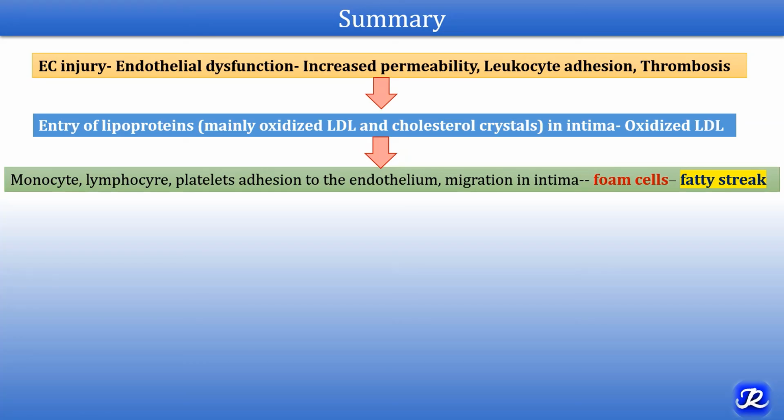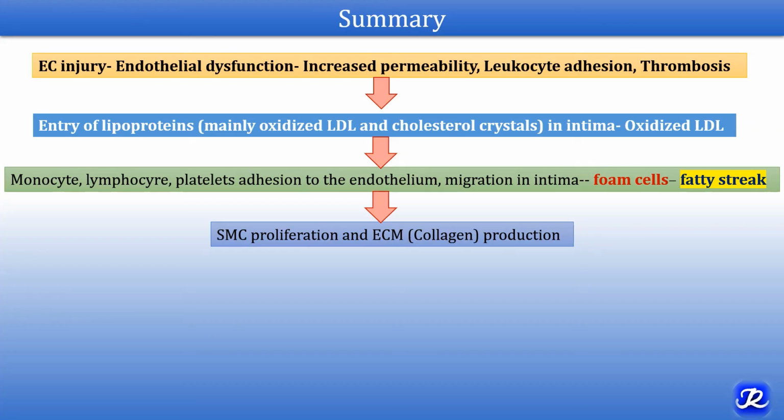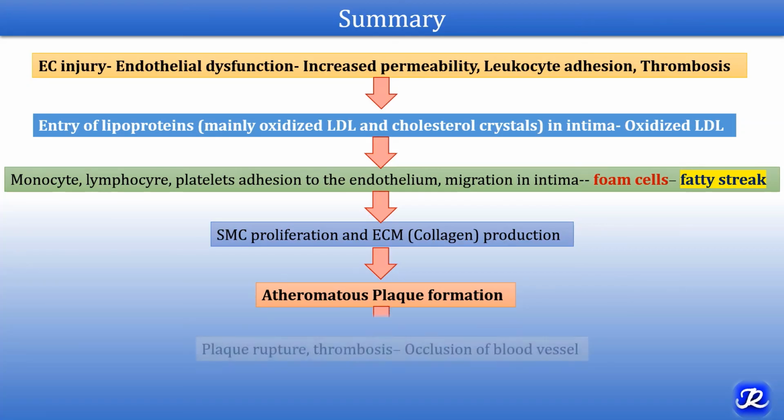lymphocytes in the intima. Later the monocytes are differentiated into macrophages. The macrophages engulf LDL to form foam cells. The aggregation of foam cells in the tunica intima in the subendothelial region is called fatty streak. Then smooth muscle recruitment, proliferation and extracellular matrix production converts this fatty streak into mature atheroma. So there is atheromatous plaque formation.